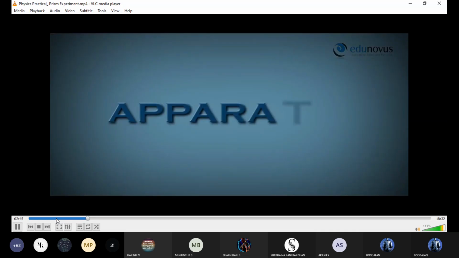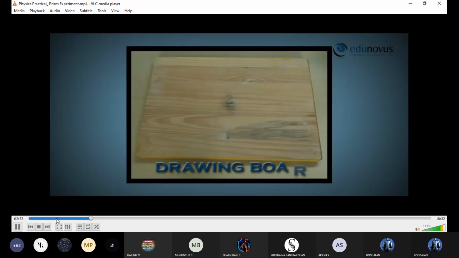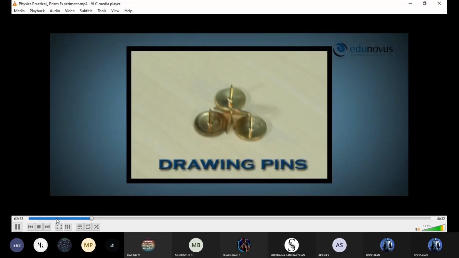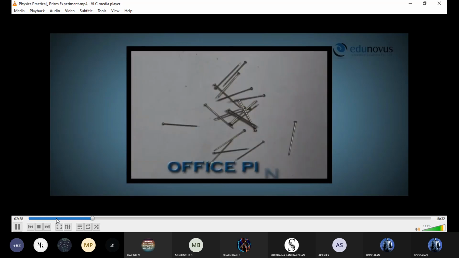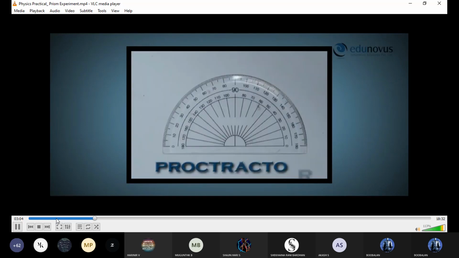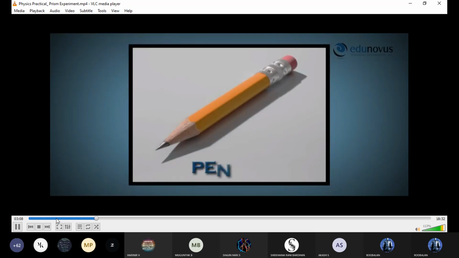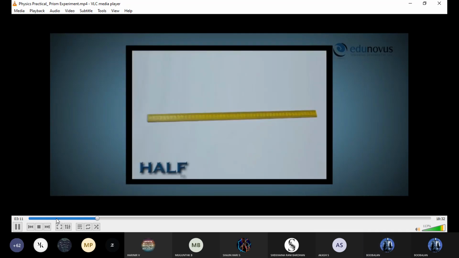The apparatus used in this experiment are prism, drawing board, drawing pins, office pins, white paper, protractor, graph paper, pencil, and a half-meter scale.